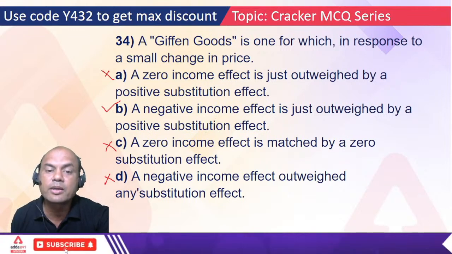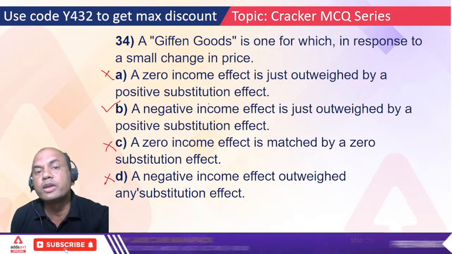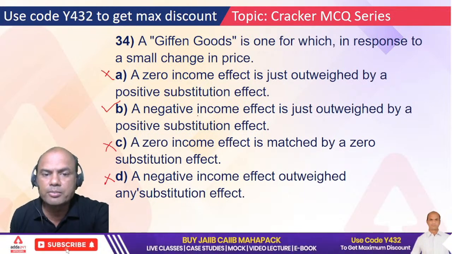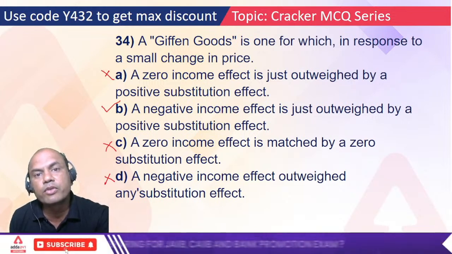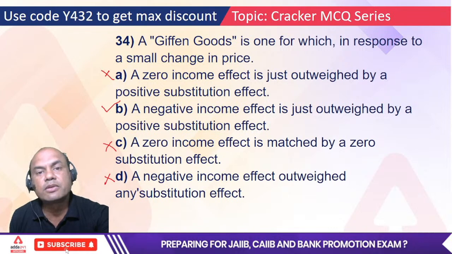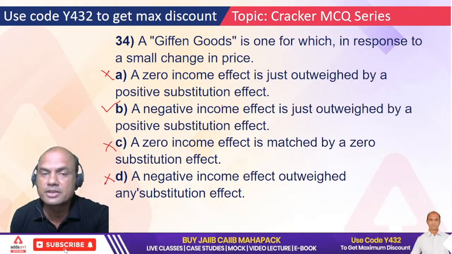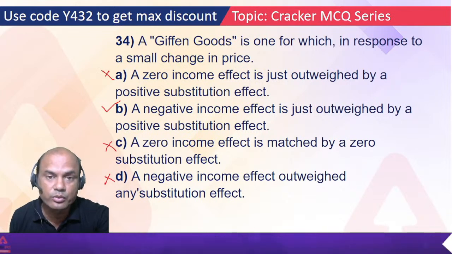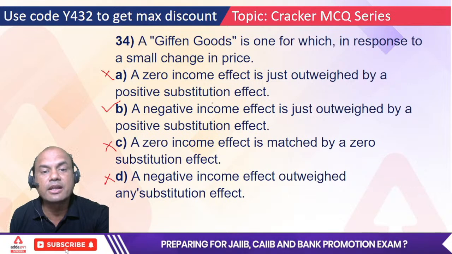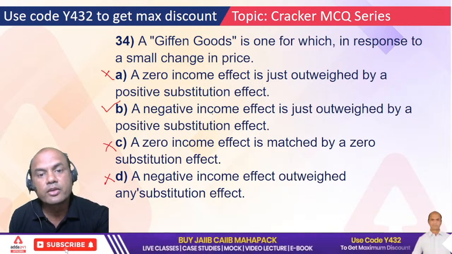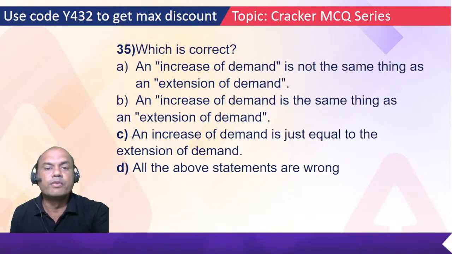Means what? Low income products. Suppose tomorrow the price of wheat increases, what will people do? People won't stop eating. They'll just shift from wheat to something else, jowar or something. This is in case of necessities only, not in case of luxuries. Luxury means pizza eating is not a Giffen good. Giffen goods are of the low income group. Always remember.